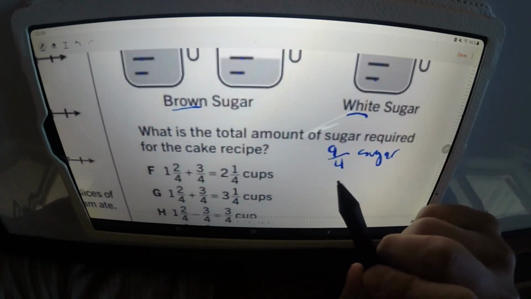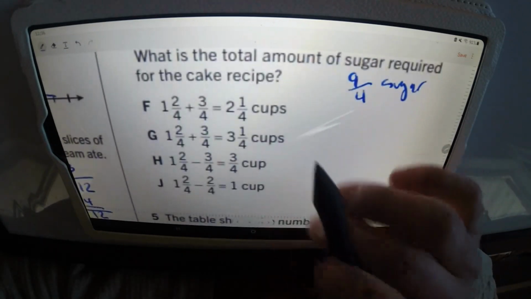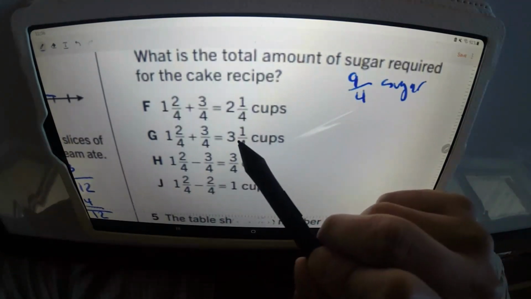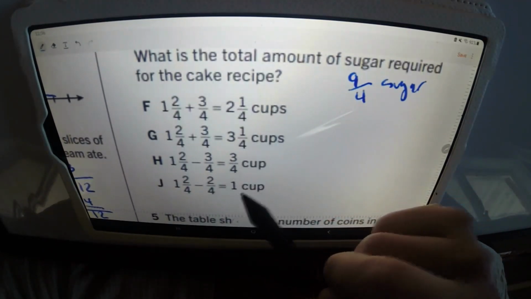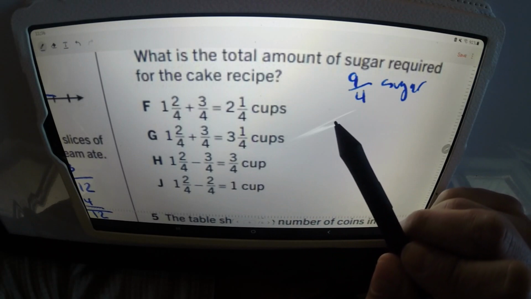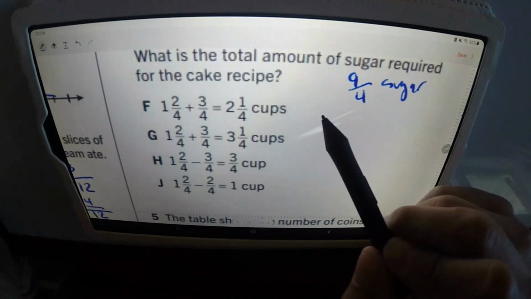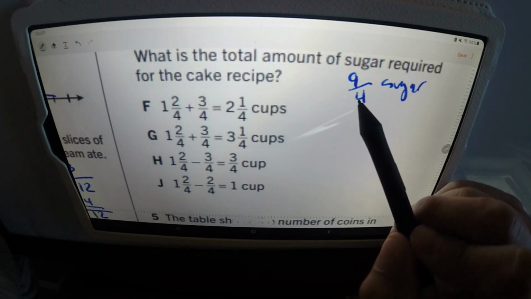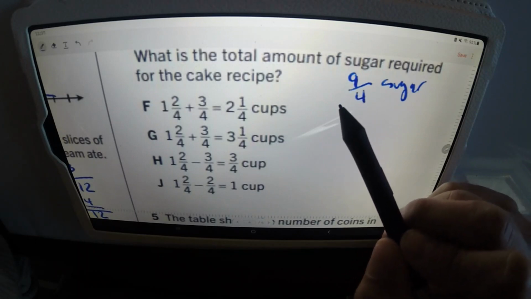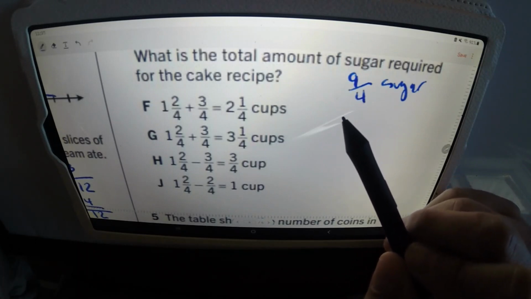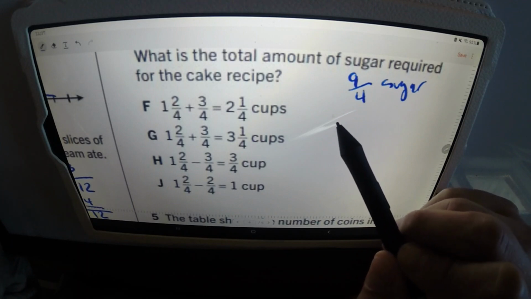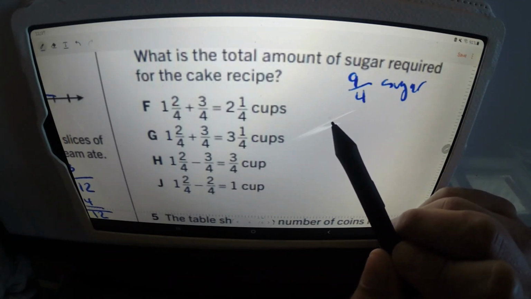Now 9/4, there's no, so you look at these answers here they gave you. 2 1/4, 3 1/4, 3/4, 1. None of them show 9/4. So that's okay though, because 9/4 can also be written in other ways. It can be written as, so how many 4s are in 9, right? So we just count them. 4 plus 4 is 8, right? So we know there's 2 4s in 8, right?